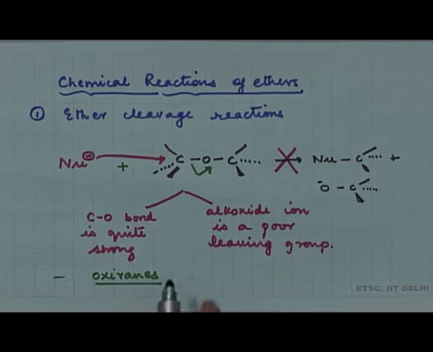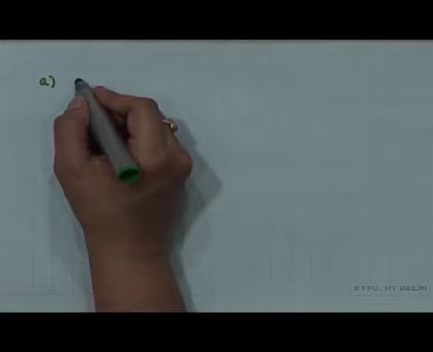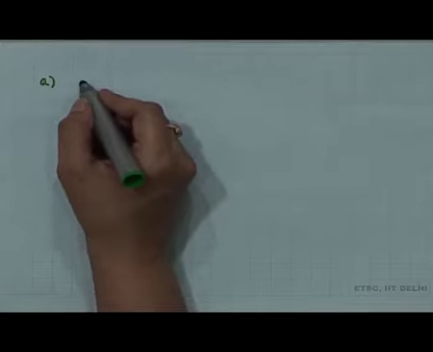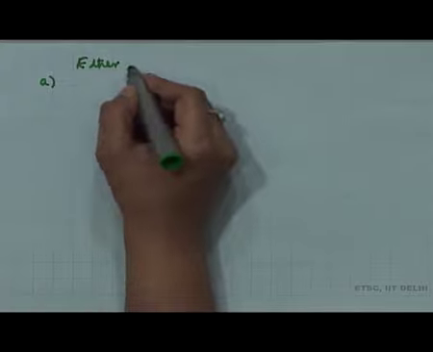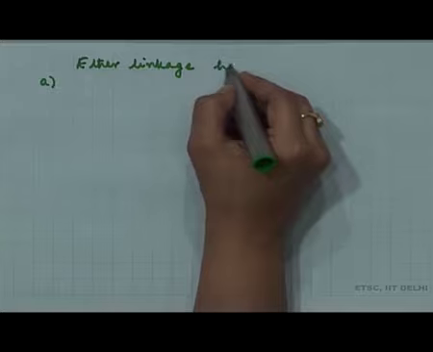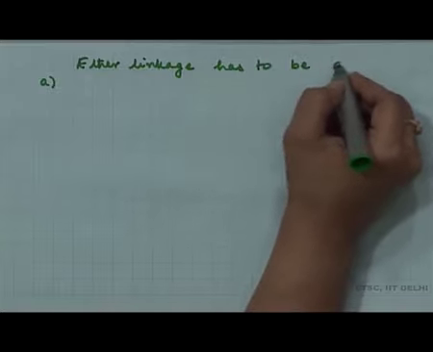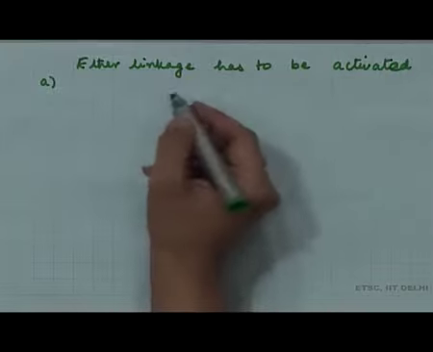The cyclic ether, the oxirane, is the only one which can be cleaved directly by attack of a nucleophile, but not the aliphatic ether. So, for the cleavage, what are our options? In order to carry out the cleavage of the C-O bond, we have to activate that ether linkage. So, the ether linkage has to be activated. This is the condition that has to be satisfied in order to break the ether bonds.